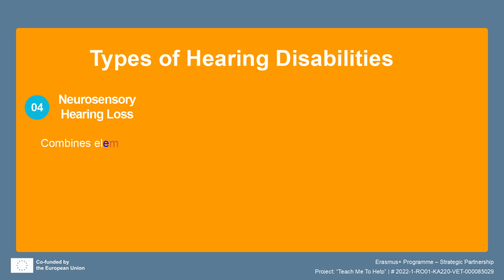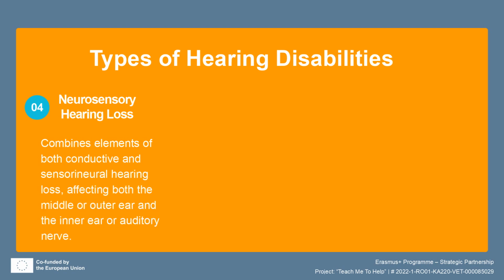Neurosensory hearing loss. Combines elements of both conductive and sensorineural hearing loss, affecting both the middle or outer ear and the inner ear or auditory nerve.